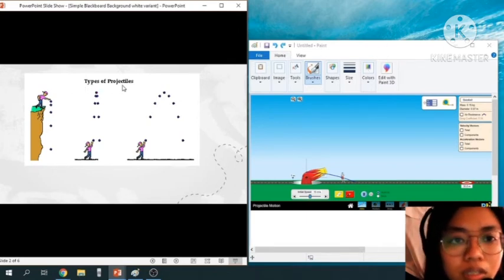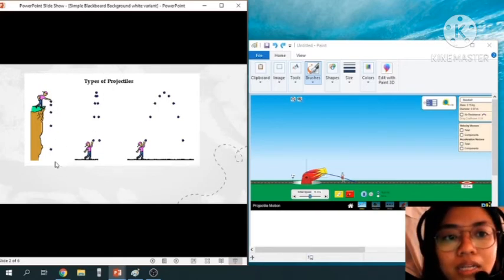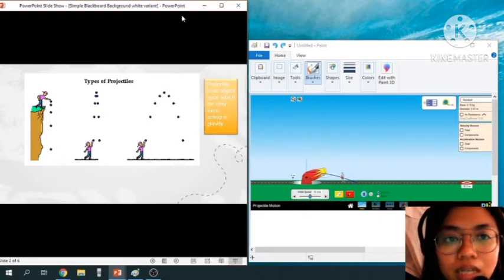Okay, so in the types of projectile, we have this vertical, which can be down or up, and it can also be curved. That is called parabolic, a parabolic path. So that is the projectile description.